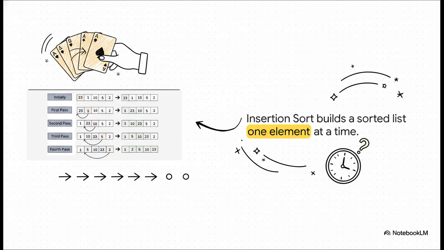First up in the race is Insertion Sort. This one is super intuitive. You'll get it right away. It just goes through the list, picks up an element, and slides it back into the right spot in the part of the list that's already sorted. It's exactly how you'd sort a hand of playing cards. It's simple, it's effective, but maybe not the fastest contender.